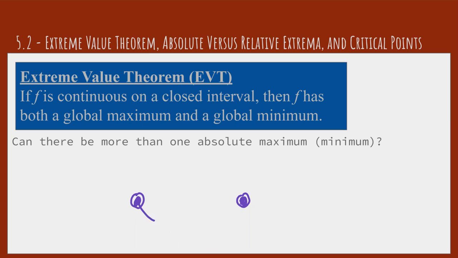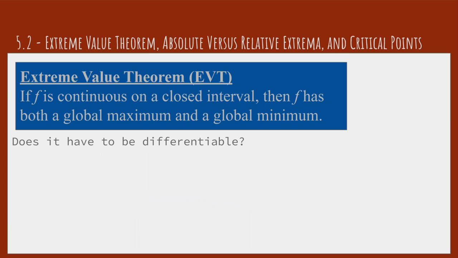And we could even have a function that looks something like this, might be a sine function or cosine function, that has multiple. It's even possible that if the function looks like this, it has infinitely many. So if the function is a horizontal line on the closed interval, then every point on that line is both the absolute maximum and also the absolute minimum. So it is possible to have more than one and even infinitely many, but the extreme value theorem guarantees at least one.